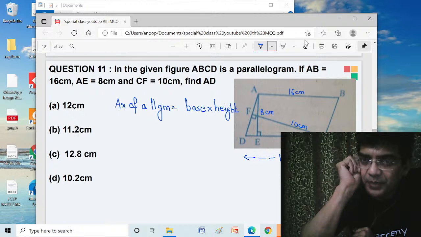Now, if you consider this perpendicular CF, it is also a perpendicular in the same parallelogram and it is on the base AD. So AD will be considered as the base and now CF will be considered as the height. So again I am going to use the same formula, area of a parallelogram. It's the same parallelogram.